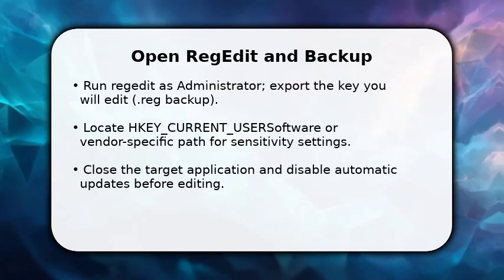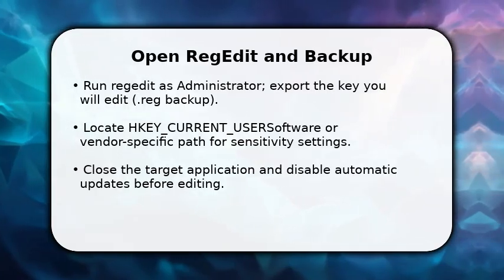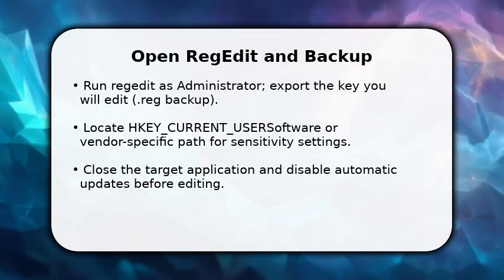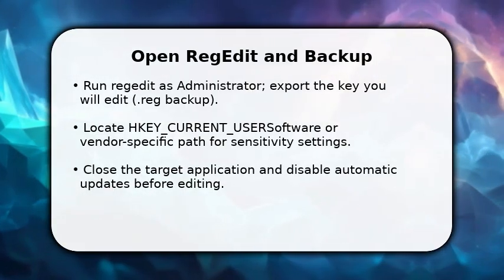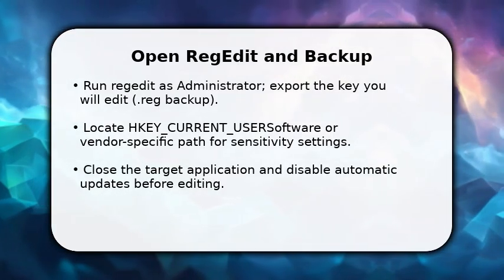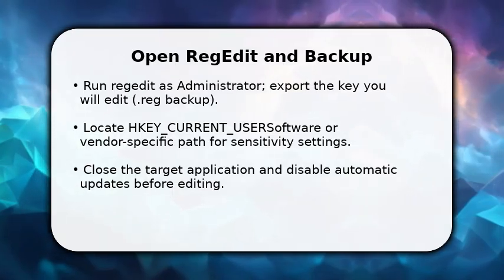You start by opening Regedit as administrator and immediately create a full export of the key you intend to change. This saves you from accidental loss. Once done, navigate to the vendor or app-specific path under HKEY_CURRENT_USER/Software where sensitivity or macro entries live, because editing the wrong key breaks behavior.